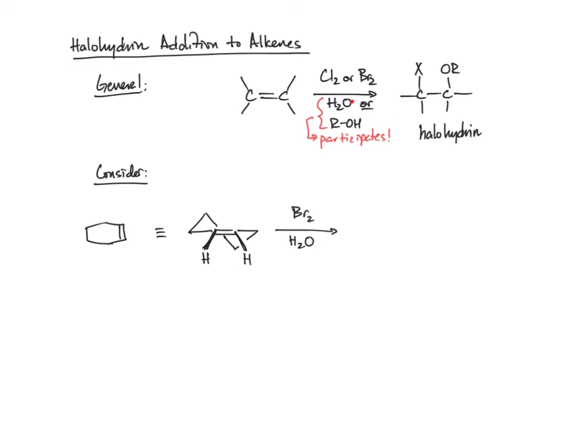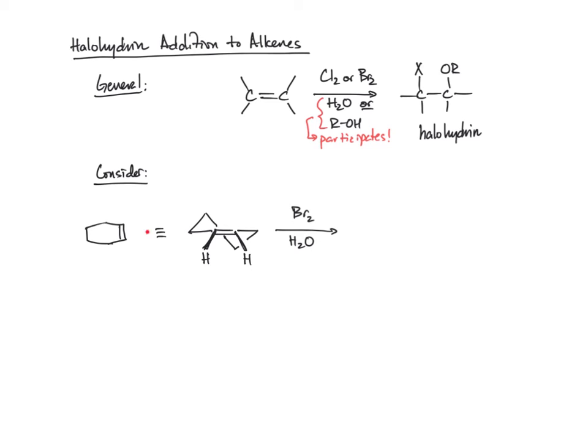So we have a nucleophilic oxygen, and these actually participate in the fact that you end up with incorporation of the halogen and either an alcohol or an ether, depending on whether you start with water or an alcohol. And so these are called halohydrins. So we're going to consider the reaction shown with cyclohexene.